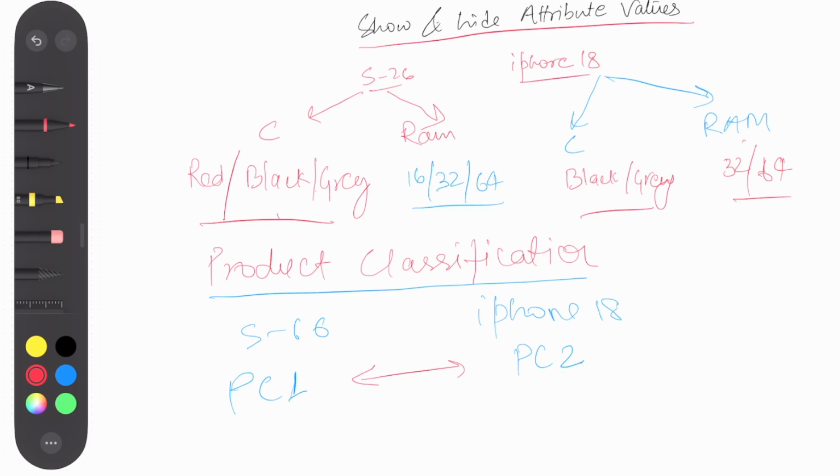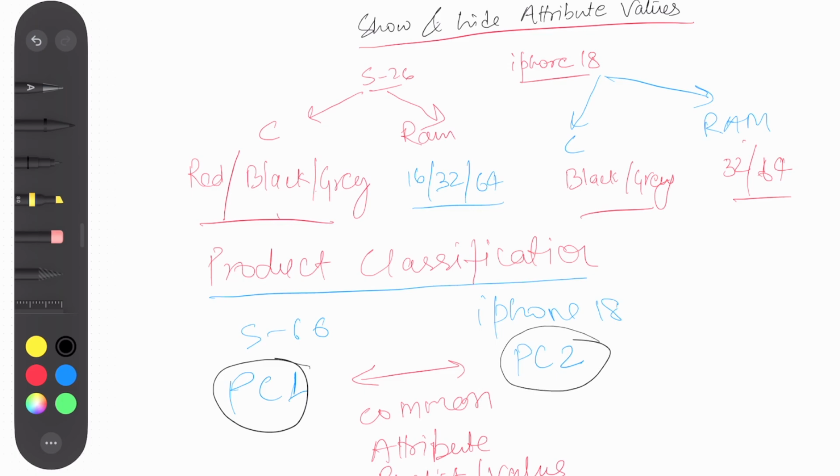and those values will automatically be shown and hidden. The thing is that both of them share common attribute picklist and values. Okay, both of them share common ones, but in PC1 we will show different picklist values, and in PC2 we will show different picklist values.